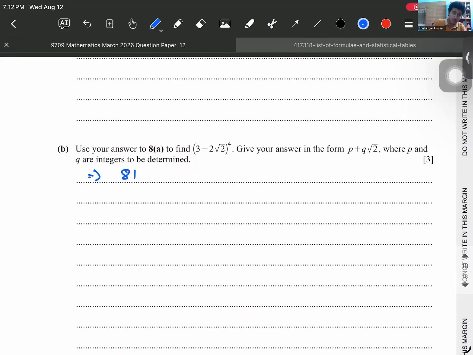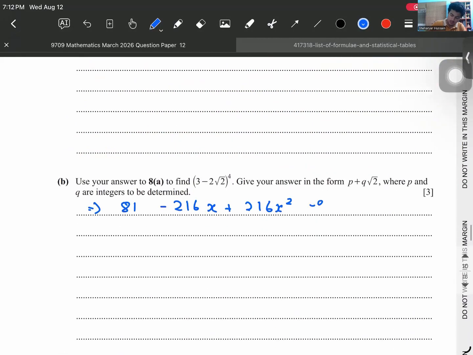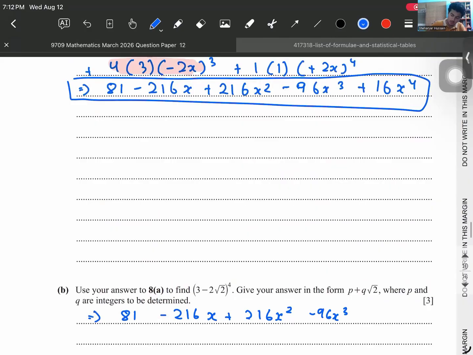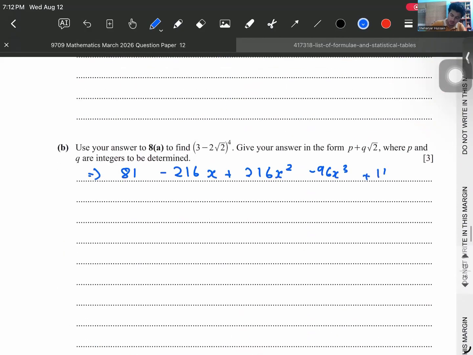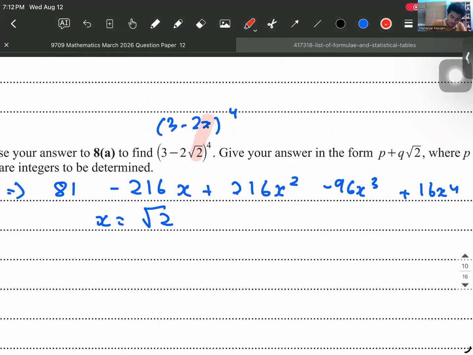We got 81, right? Plus, if I remember correctly, negative 216x plus 216x squared minus 96x cubed and positive 16x to the power of 4. So we have to do nothing. Just in place of x, we have under root 2, because the original expression was (3 minus 2x) to the power of 4. If you look closely, in place of x, just under root 2 is there.